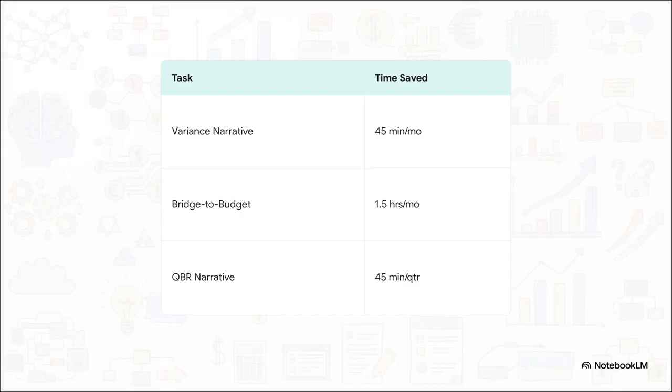And the return on investment here? It's immediate and it is tangible. By using these structured prompts, you can generate a variance narrative first draft in 2 minutes instead of, say, a manual 35 minutes. Over the course of a month, you've just saved 45 minutes right there. What about automating that really complex bridge to budget explanation? Boom, that saves an hour and a half. Generating the skeleton for your quarterly business review? There's another 45 minutes saved. Keep this in mind, the prompt itself becomes your valuable asset, and the output is just a byproduct.